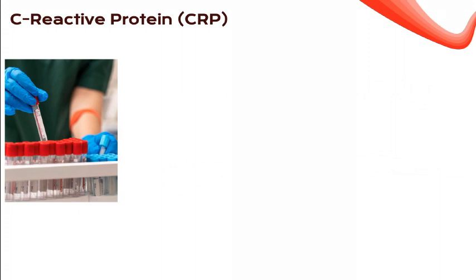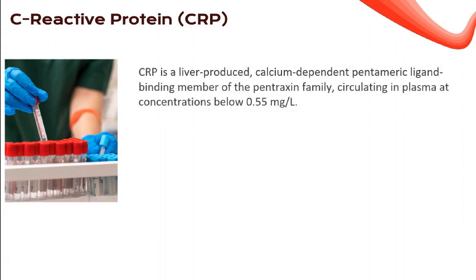Let's spotlight one of these characters, C-reactive protein or CRP. A true detective in our blood, let's get to know this fascinating protein. CRP, a calcium-dependent pentameric ligand-binding member of the pentraxin family. It's a liver-produced superhero that circulates in plasma at concentrations below 0.55 mg per liter.